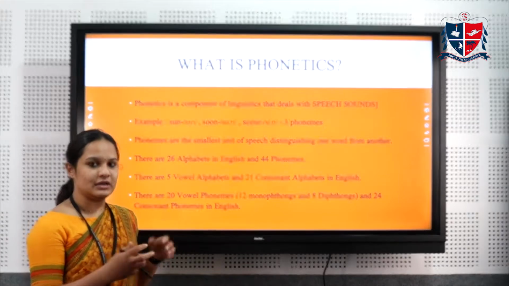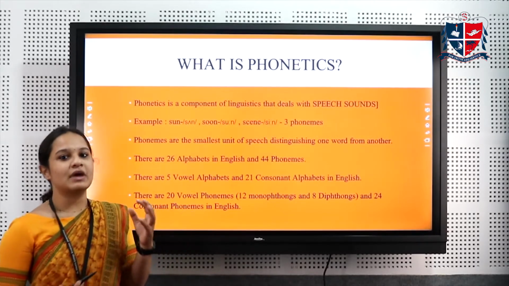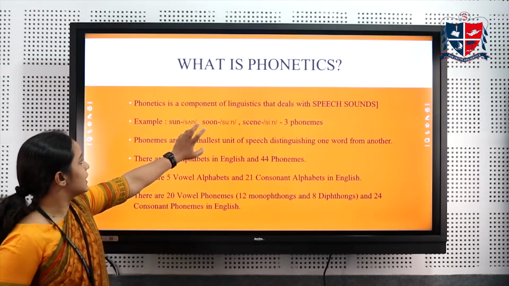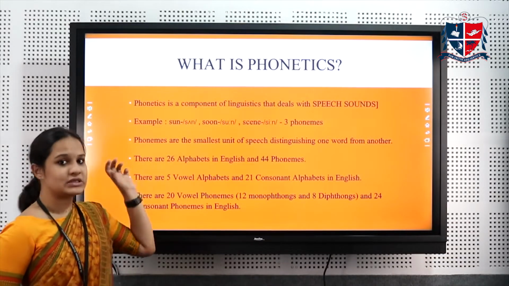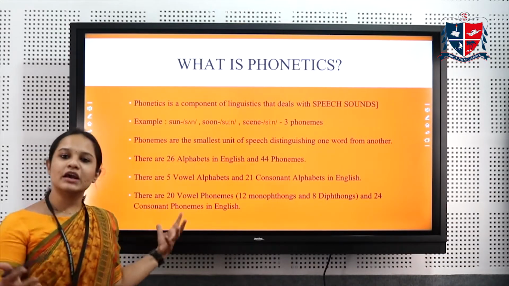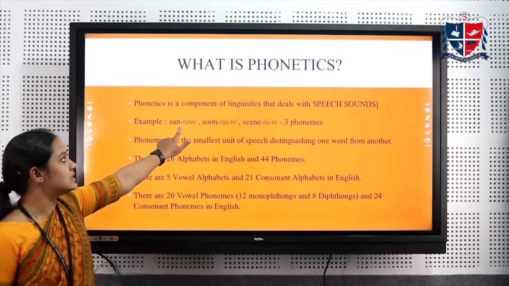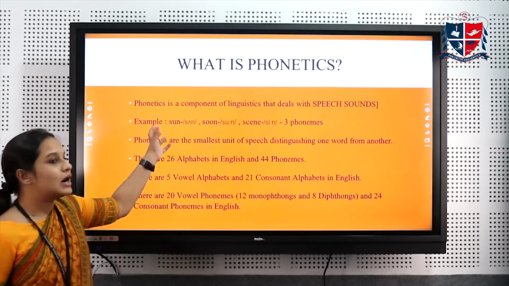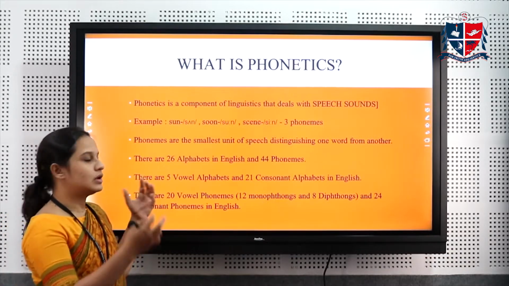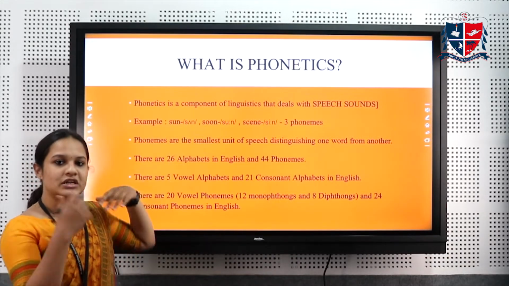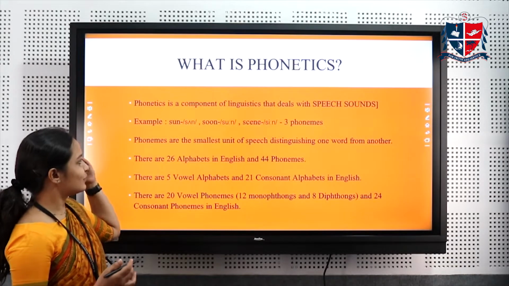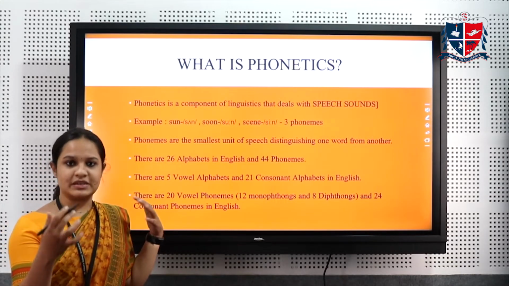So what does it mean? It distinguishes one word from another. That is, if you replace a sound with oo sound, that is this sound, the meaning of the word itself changes. So if you replace a sound with oo, the word becomes soon other than sun. Okay, so you understood the difference between phonemes and alphabets, right?